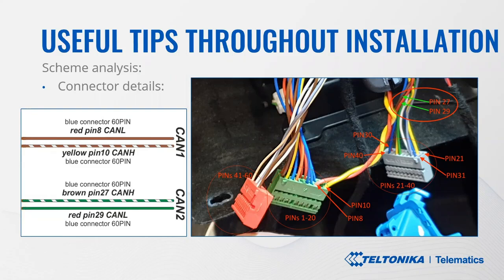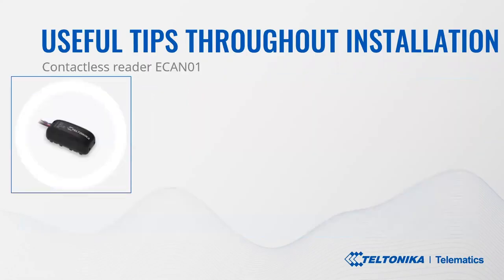Also, there may be occurrences where the connector type or the color may be different. However, if you are able to see a twisted pair, this will most likely identify the connection of the CAN line. In case you're not sure, of course, you can contact our support team or try connecting using our eCAN contactless adapter. So I believe we can move on to the eCAN adapter.